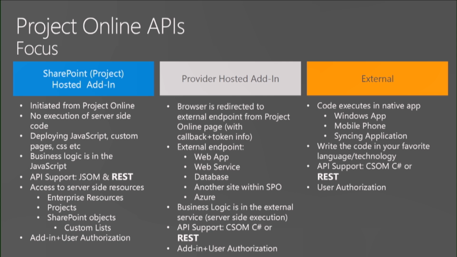The third way people generally write apps is a completely external app. The complete experience starts externally. You can think of a Windows app, a mobile phone, or a syncing application. The developer can write the app in the language of their choice and in the way they want to use it. If they choose .NET, they could take advantage of the CSOM library, or otherwise they can use REST, which is sort of the common standard. And in this case, it uses user authorization.